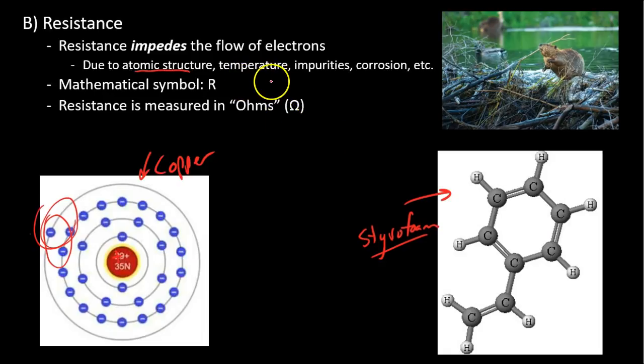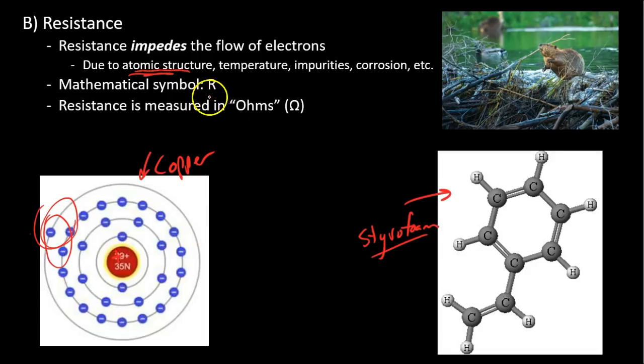Also, things like temperature can affect resistance. Raising the temperature can raise the resistance. Impurities in the material, corrosion, rust, things like that. We're not really going to get into the physics of these things too much in this course, and you're never going to be asked specifically about this. Just know that resistance can be dependent upon the material.